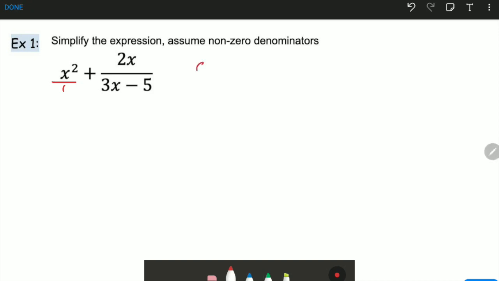With that being out of the way, for our common denominator, it needs to take each factor we see in the denominators to the highest power in any one fraction. The second fraction, the denominator is already factored, and the denominator of the first fraction is just 1. So the only thing we really need for our common denominator is just the 3x minus 5, because the 1 is technically already implied.